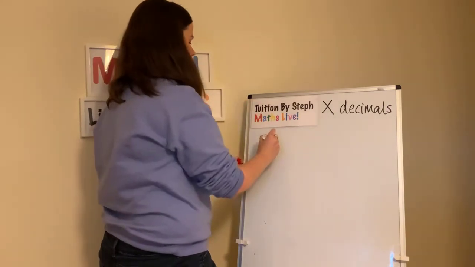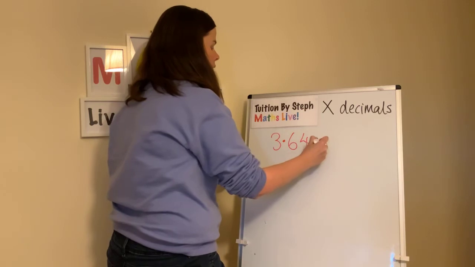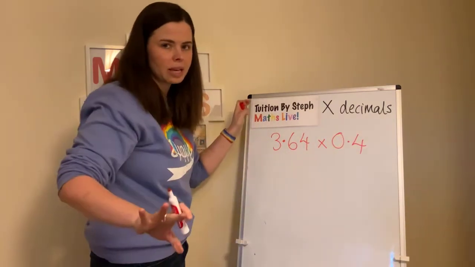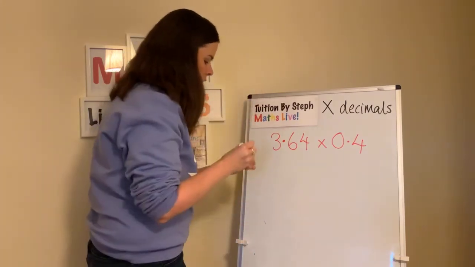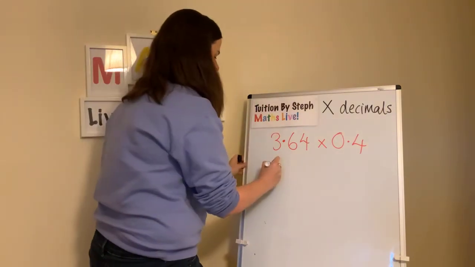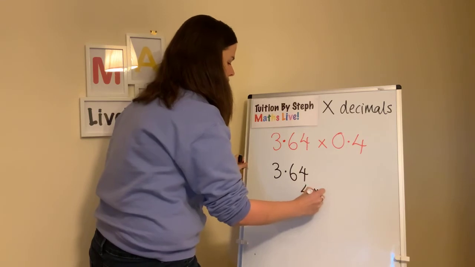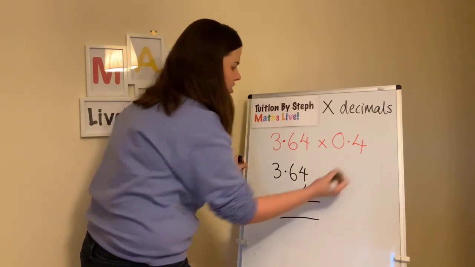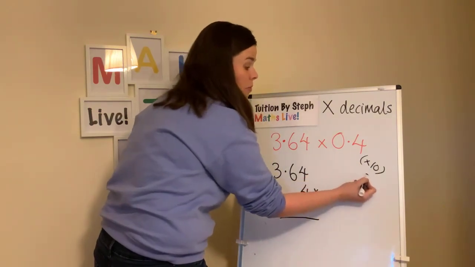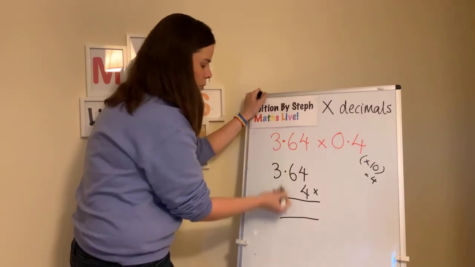So here's another example. I might have 3.64 and I'm going to times it by 0.4. I'm sticking to 0. You'll see why in a bit. Right. We don't like multiplying decimals by other decimals. So I'm going to change this to 3.64 times by 4. And I did that because I multiplied it by 10. I multiplied this number by 10, which makes 4. Shh. Okay. Put my decimal point in.